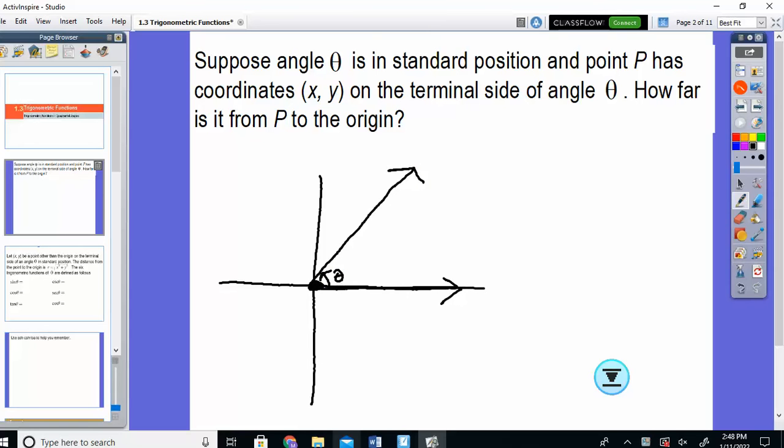Theta is just a variable representing an angle. It could be called angle A or B or anything else for that matter. It's just common in trig to use some Greek letters. If I took a point on this terminal side, any point is an ordered pair. So it has an x and a y value.